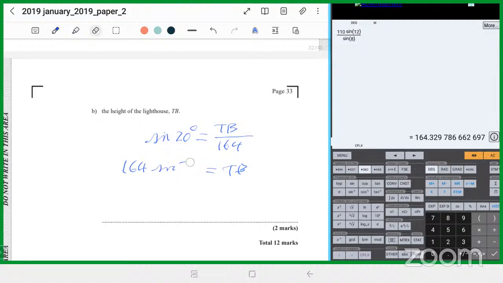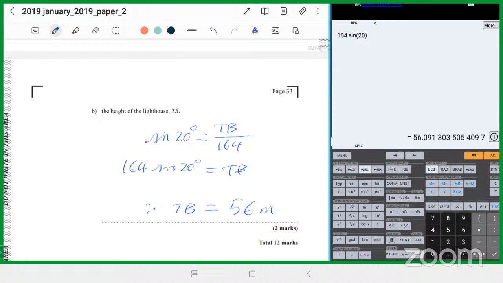Therefore, TB, the height of the pole, the height of the tower, is 164 sine of 20 degrees, which is 56 meters. That's it. 56 meters. Nice and easy. What time is it? 11:43. Finishing just now. Sorry, 1:43.